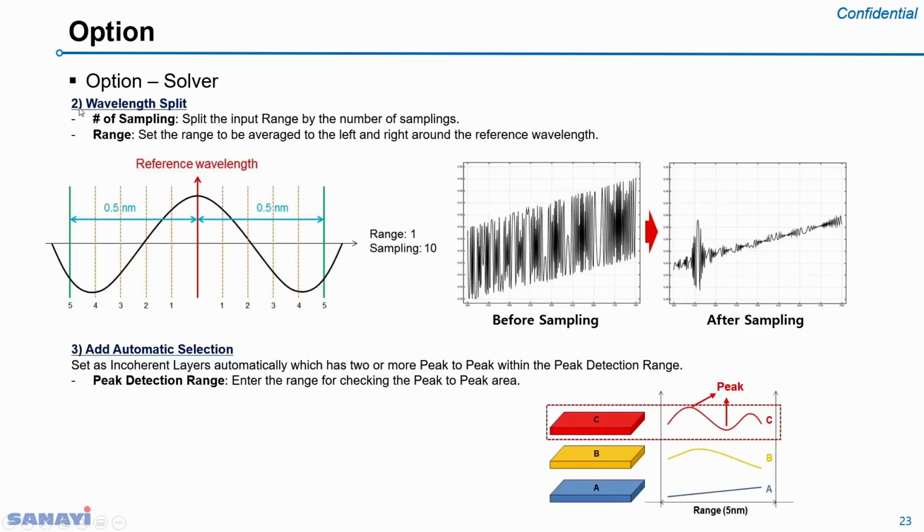The second one is a wavelength split. Enter the number of sampling and the range. Split the input range by the number of samplings and set the range to be averaged to the left and right around the reference wavelengths. Lastly, add automatic selection. Within the peak detection range, set as incoherent layers automatically, which has 2 or more peak-to-peak.